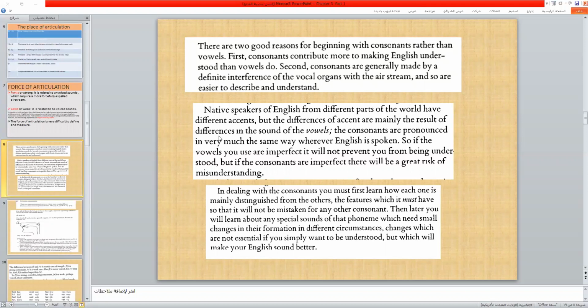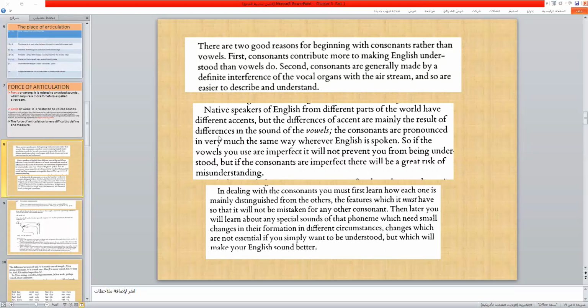But the differences of accent are mainly the result of differences in the vowel sounds. So, which one is responsible for accents? Vowels and not consonants. The consonants are pronounced in very much the same way wherever English is spoken. So, if the vowels you use are imperfect, it will not prevent you from being understood. But if the consonants are imperfect, there will be great risk of misunderstanding. That's why we begin with studying consonants more than vowels.